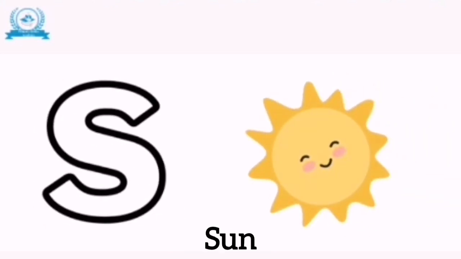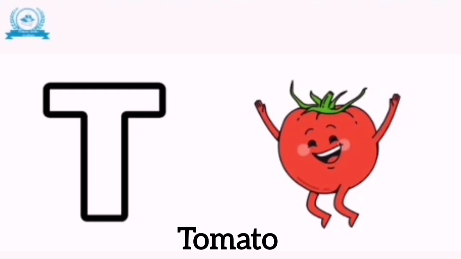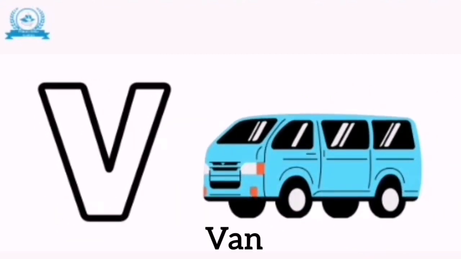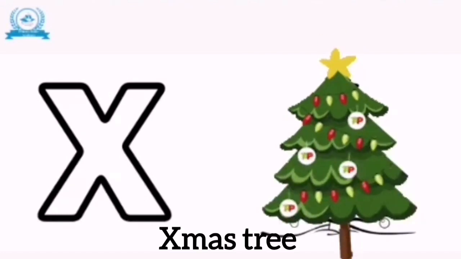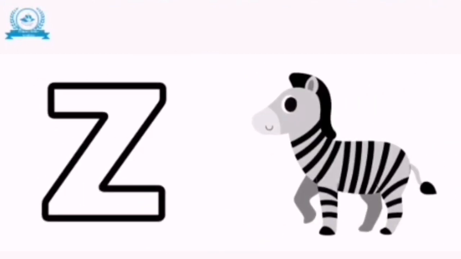S for sun. T for tomato. U for umbrella. V for van. W for watermelon. X for Xmas tree. Y for yak. Z for zebra.